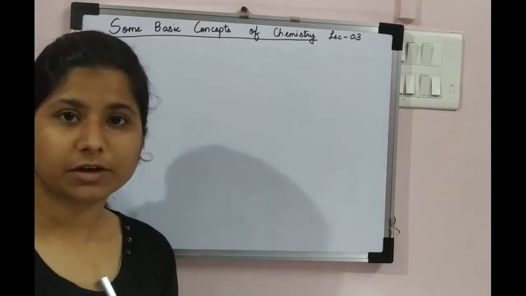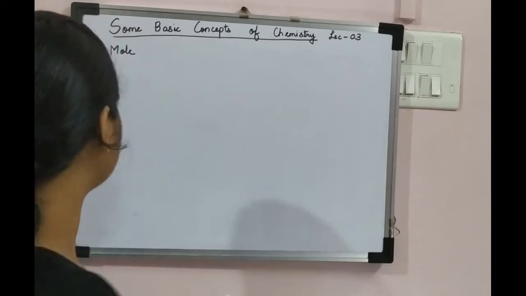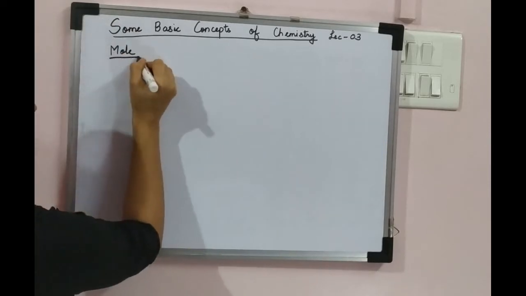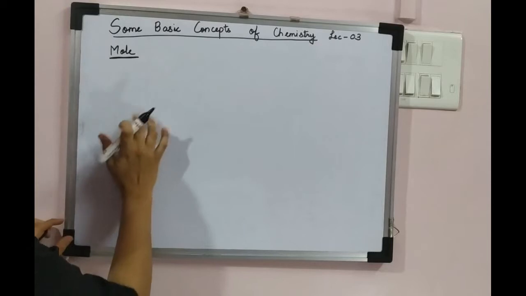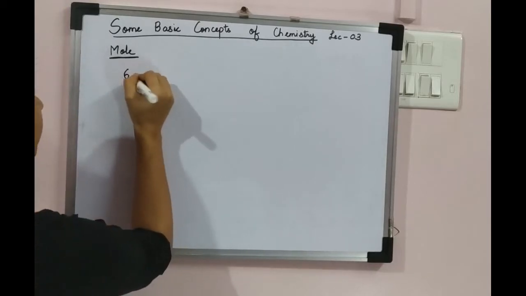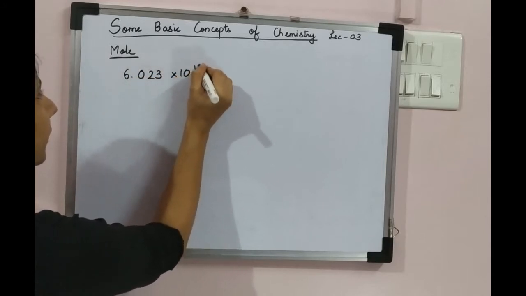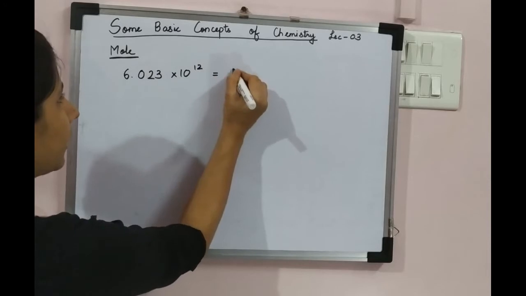The next concept that we will learn is the mole concept. What is the mole concept? The mole contains an Avogadro number. Now what is the Avogadro number? Avogadro number is 6.023 × 10^23. It is denoted by Na.